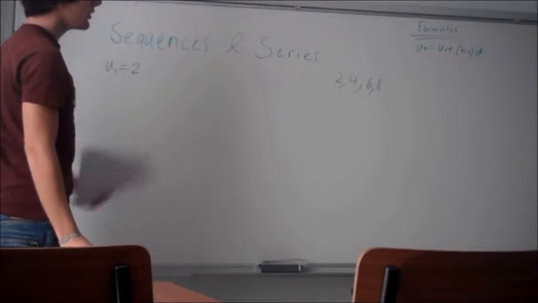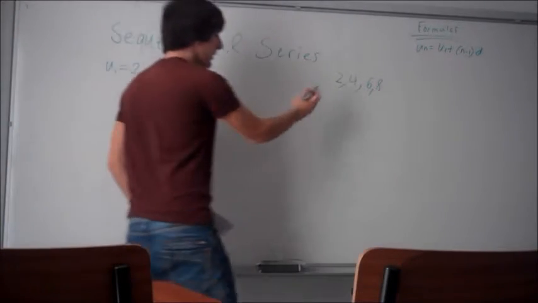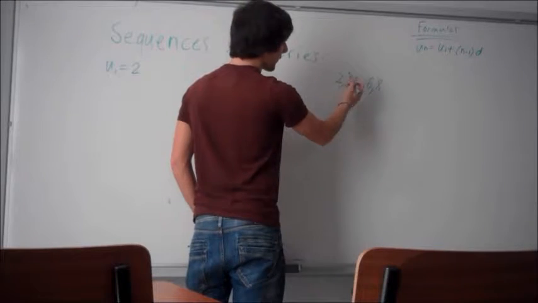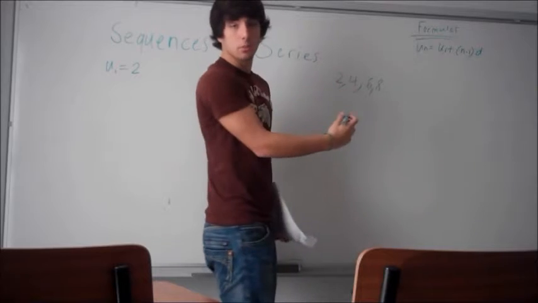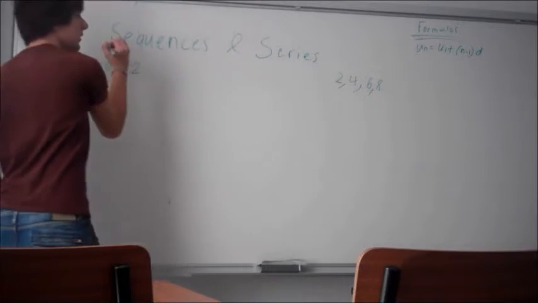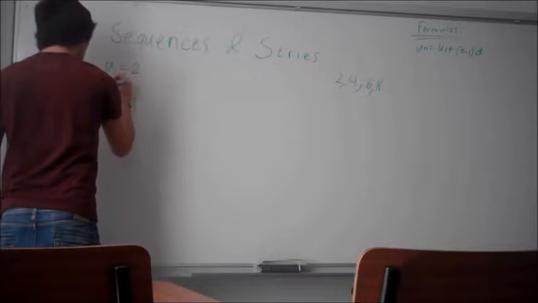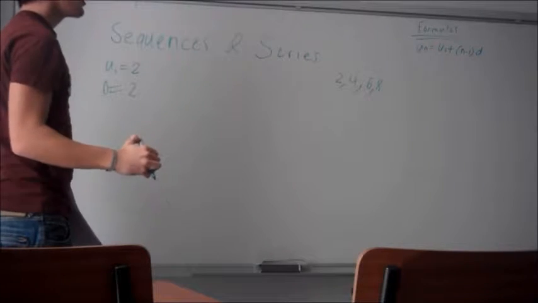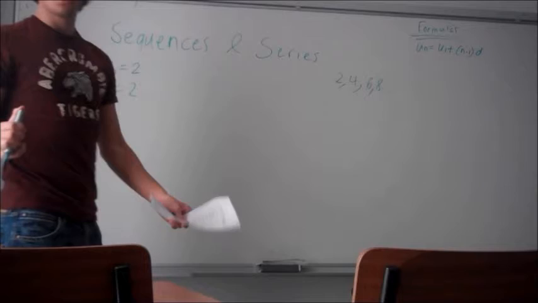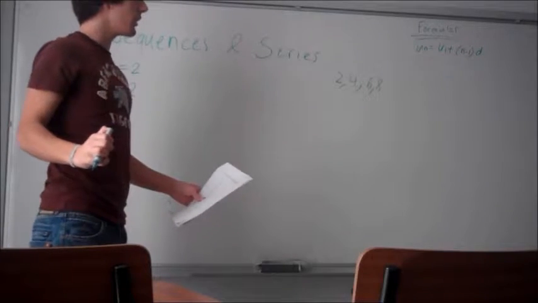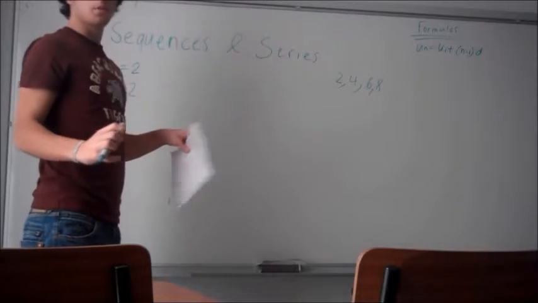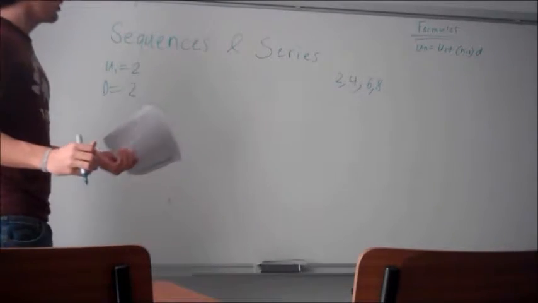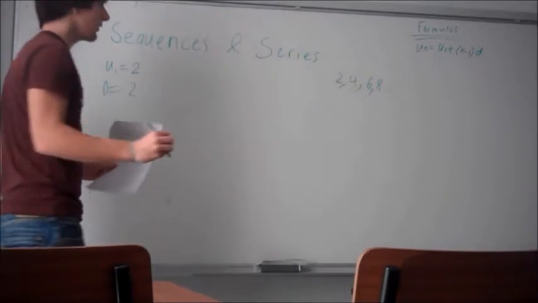Then your d is going to be the distance between them. So 2 plus 2 equals 4, 4 plus 2 equals 6, 6 plus 2 equals 8. So your d would be 2 also. And n is what you're trying to find, so you would plug in something for n. Let's say we want to find the 20th term of this sequence.